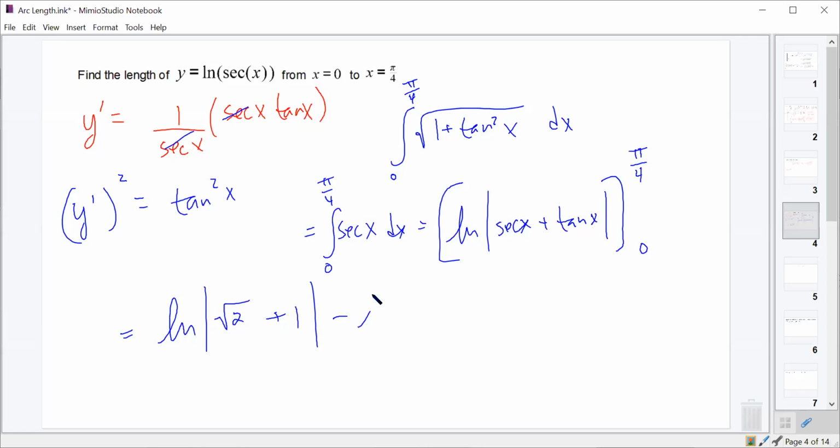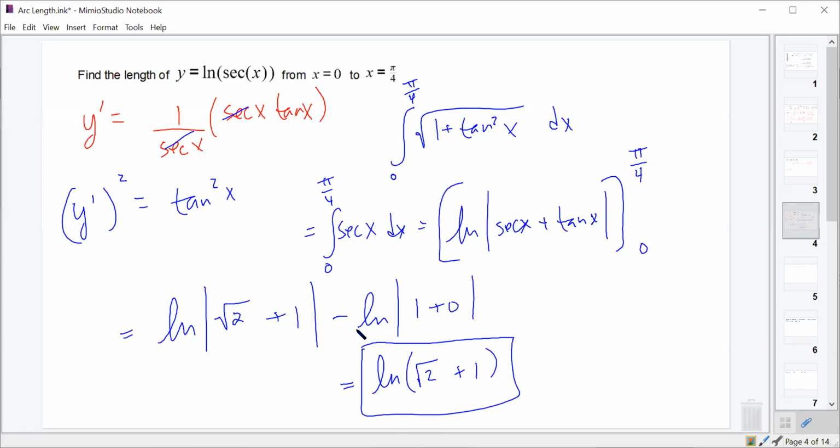And then we'll get minus the natural log of the absolute value of the secant of 0. What's the secant of 0? That ought to be 1, right? Plus the tangent of 0, which is 0. And this is just a natural log of 1, which is 0. So we end up with the natural log, and we don't need the absolute value anymore because obviously that thing is positive. Good or no? Cool. Let's do another one.